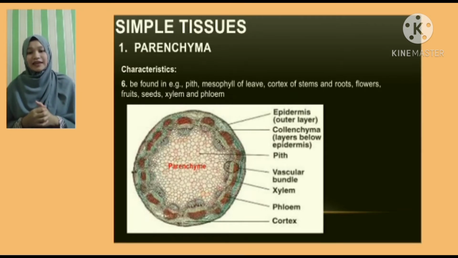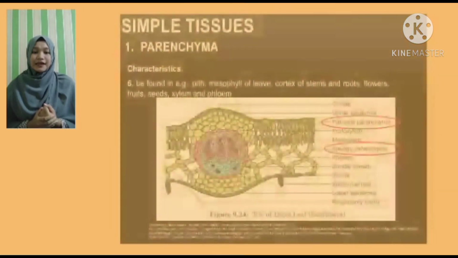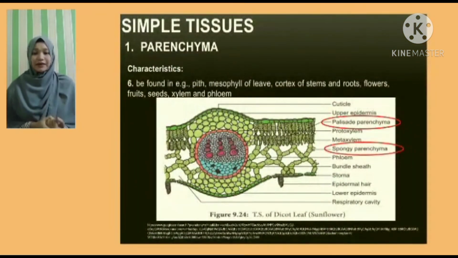Parenchyma tissue is present throughout the plant body, such as stem, root, and leaves. Parenchyma tissue in the leaf is located in the leaf mesophyll, namely palisade and sponge. Both tissues contain chloroplasts. This is a picture of a leaf. There are palisade parenchyma and spongy parenchyma.